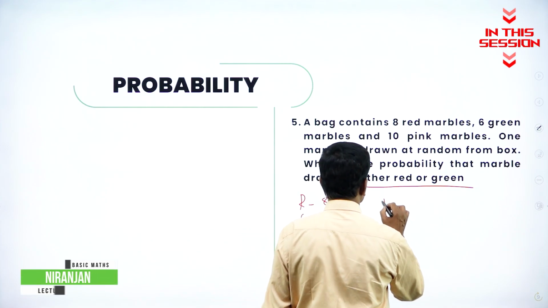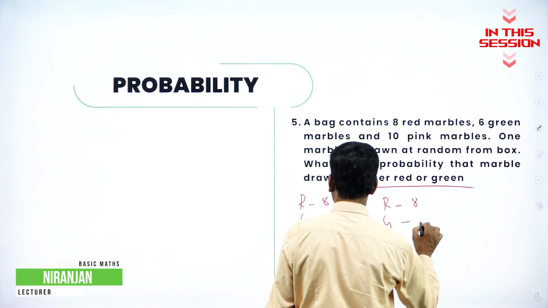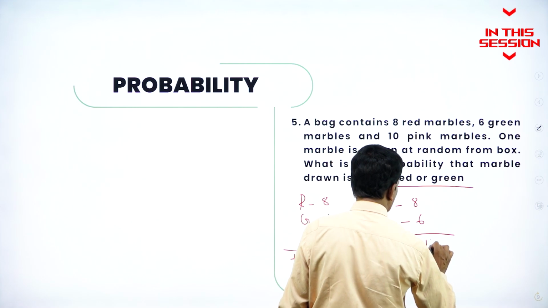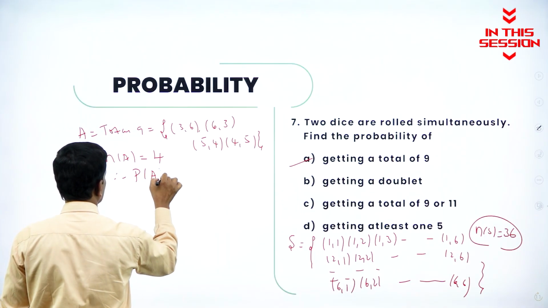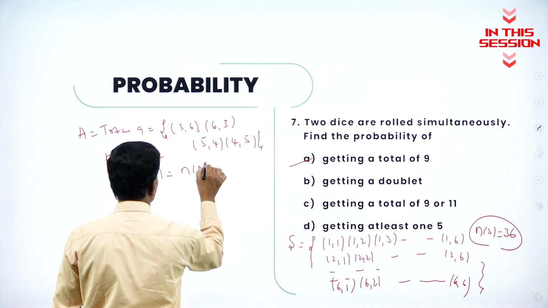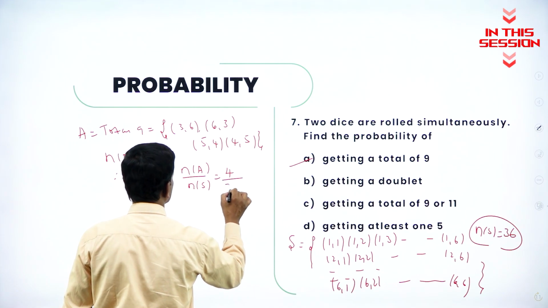The number of red marbles is 8 and the green marbles are 6. If you add this, the total is equal to 14 marbles. The probability of getting the sum as 9 is P of A is equal to N of A divided by N of S. What is N of A? 4 divided by 36.